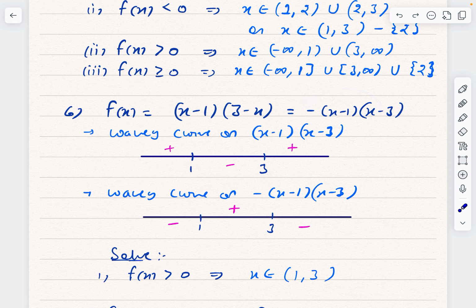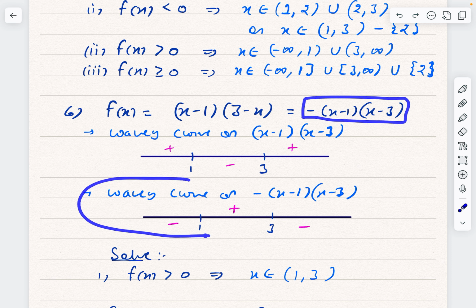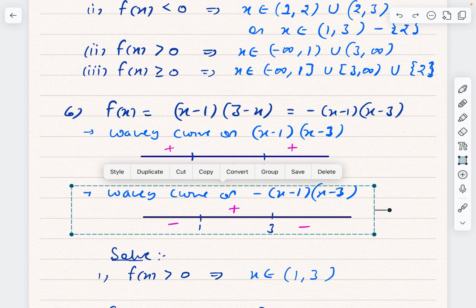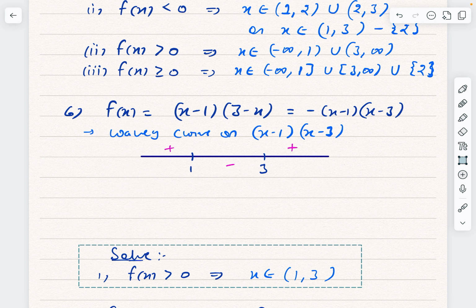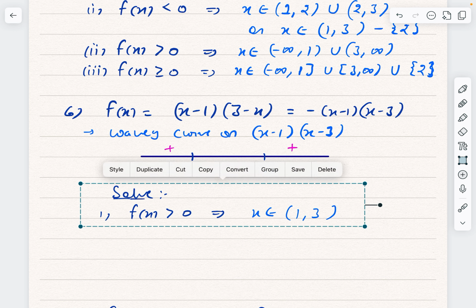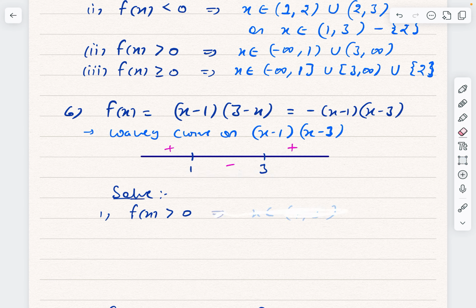Next, we can do one more thing here also. After we get this, rather than changing the wavy curve, we could have done this. I'll just make some changes here. They're asking us to solve f(x) greater than 0. Now what is f(x)? It is minus of (x − 1)(x − 3), and you want it greater than 0.